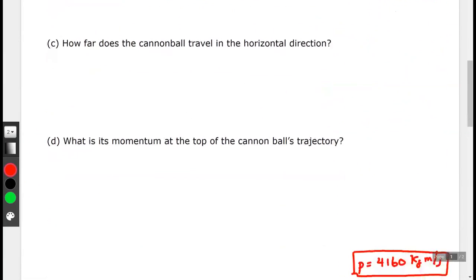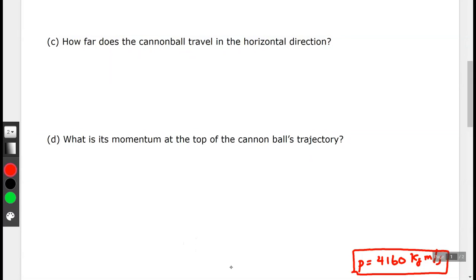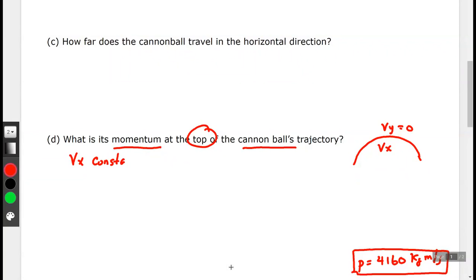We're going to skip C and go to D. What is the momentum of the cannonball at the top of its trajectory? At the peak of every projectile, Vy equals 0, and Vx is the only component. In order to find the momentum at the peak, you have to find Vx because there is no Vy. For any projectile, Vx is constant. There's no force in the horizontal direction, so Vx is constant.